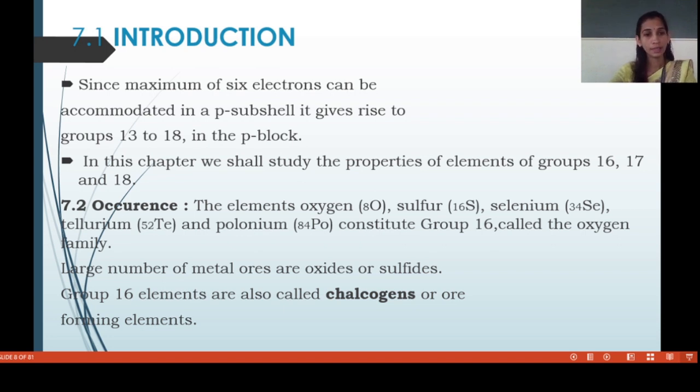Now we discuss the occurrence of the P block elements, that means groups 16, 17 and 18. The elements oxygen, sulfur, selenium and polonium are group 16 elements. These belong to the oxygen family. A large number of metals occur in oxide as well as sulfide forms. These group 16 elements are found as oxides as well as sulfides.